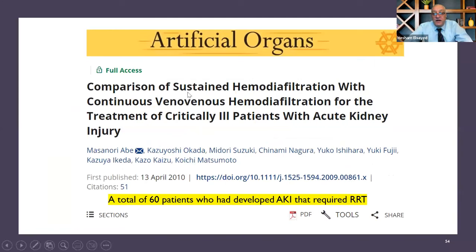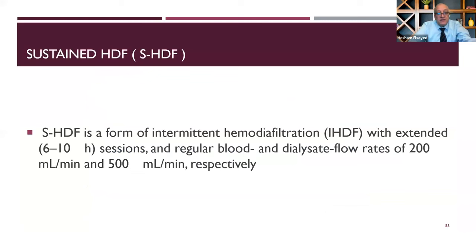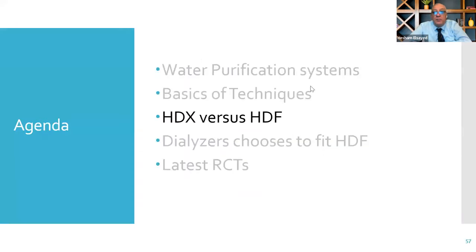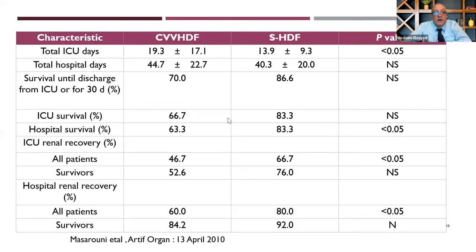However, I understand sustained hemodiafiltration, I like this terminology better than SLED as in my previous talks. For patients needing renal replacement therapy in the ICU, you can use sustained hemodiafiltration and CRRT. Sustained hemodiafiltration has an extended time of up to a 10-hour session and a regular blood flow rate, and you can control the dialysate flow up to 100 or 200 mL. In this short clinical trial, hemodiafiltration against CRRT are comparable as usual. You can find here survival, total hospital stay, total ICU stay, hospitalization and renal recovery, with no difference between both.